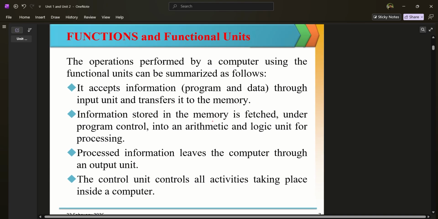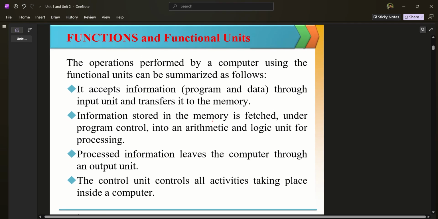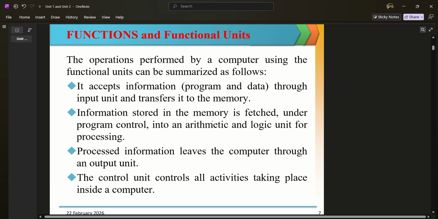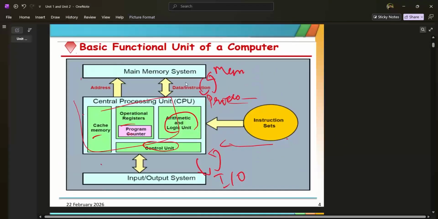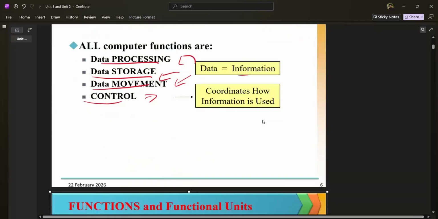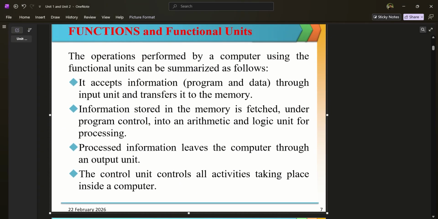Next, functions and functional units. The operations performed by a computer using the functional units can be summarized as follows. It accepts information through the input unit and transfers it to memory. Information stored in the memory is fetched under program control. This takes place inside the computer. This is basically what we saw here, so I don't think there's much for me to explain.